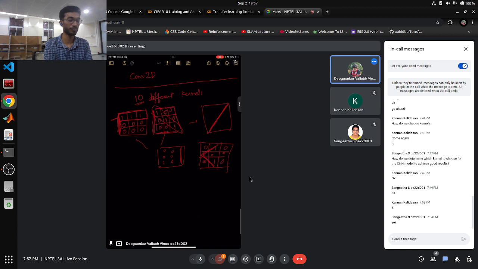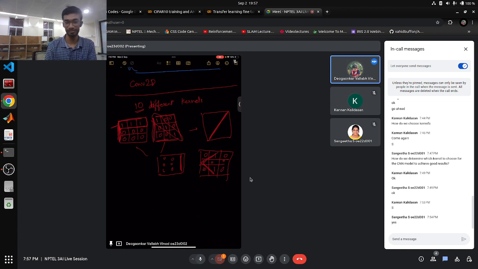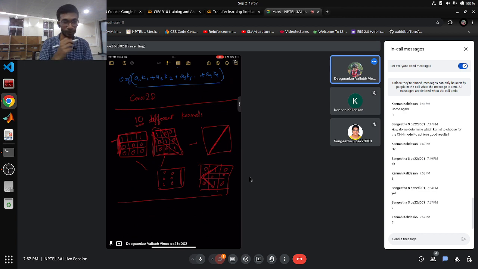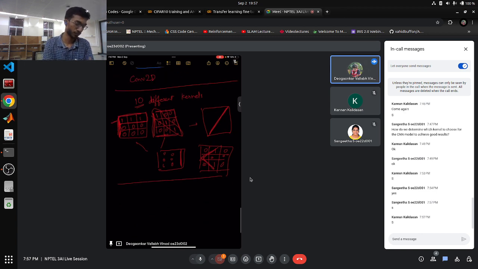So the whole idea is to let the model learn all the different types of features in the original image. Okay, is that making sense? So that is the idea behind choosing different kernels. Okay, good.